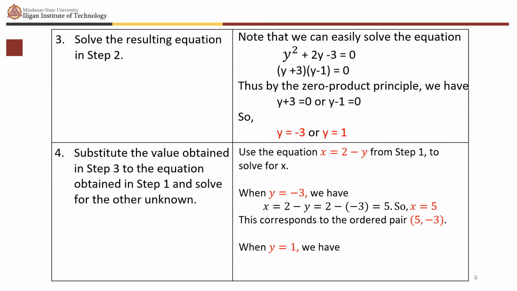So when y equals 1, we have x equals 2 minus y, but since y is 1, you have 2 minus 1. So x is equal to 1. This corresponds to the ordered pair 1, 1.